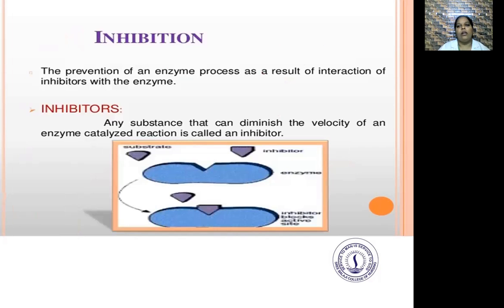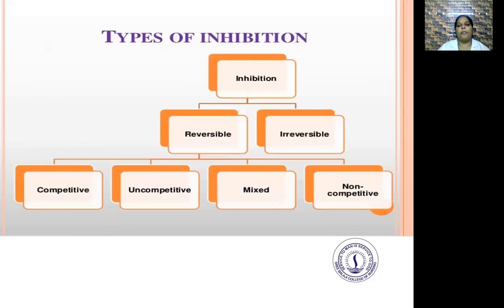Inhibition. The prevention of an enzyme process as a result of inhibitors interacting with the enzyme. Inhibitors: any substance that can diminish the velocity of an enzyme-catalyzed reaction is called an inhibitor. Types of inhibition. Inhibition is separated into two parts, reversible and irreversible. Reversible is again divided into competitive, uncompetitive, mixed, and non-competitive.